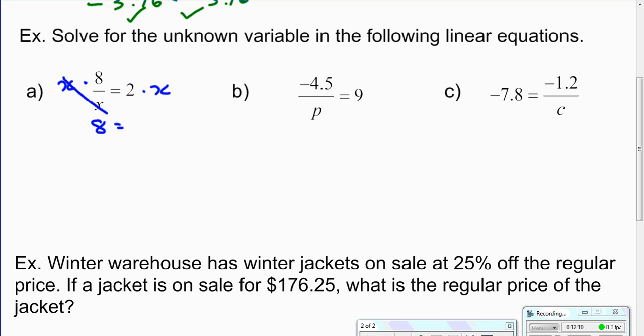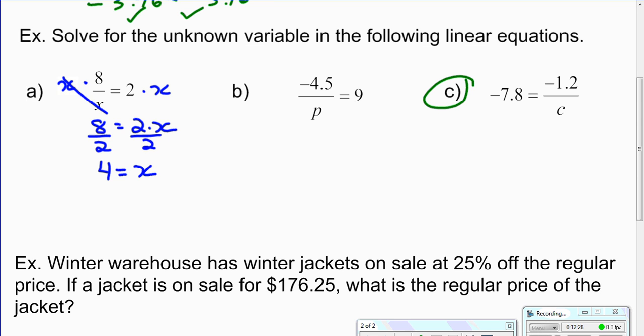So now we get 8 equals 2x. Okay, so now we have 2x is equal 8. Well, we can divide both sides by 2. So x has a value of 4. Okay, so there's that little bit extra step. I'll show you one more, and I'll leave the last one for you to do on your own.